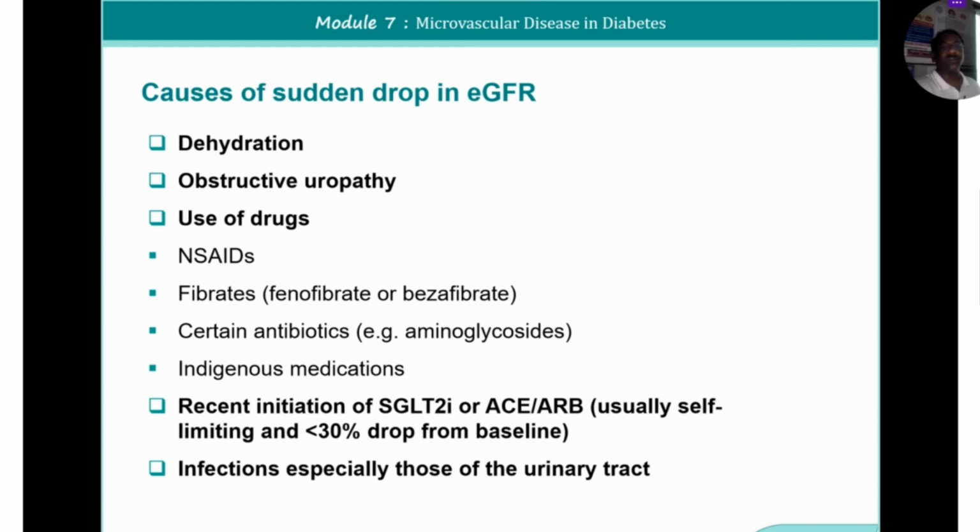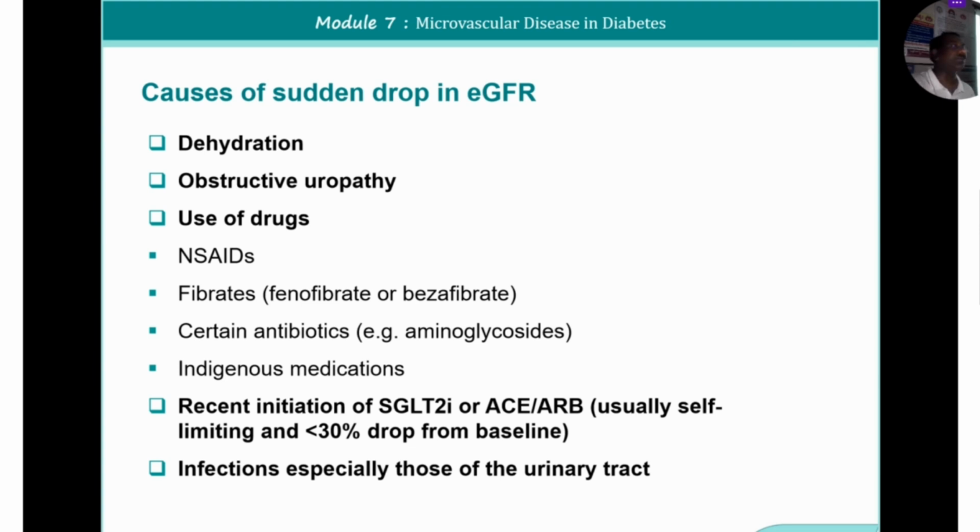Recent initiation of SGLT2 inhibitors or ACE inhibitors or ARBs without knowing your creatinine levels. Suppose at baseline the creatinine level is 2, and you have already started telmisartan. What will happen to your creatinine level? The creatinine will increase. Even at normal creatinine levels, once you use ACE inhibitors or ARBs, there may be a little bit of a hike in the creatinine levels in the initial days, and after prolonged usage, they come down again. Okay. Usually self-limiting.